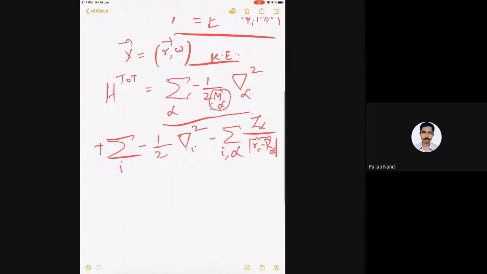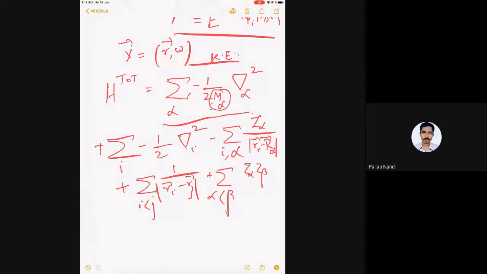And then you have finally, of course, the repulsion energies, repulsion operators, which is first for the electron, which is 1 by modulus R minus Rj. And then for the nucleus, the two nucleus, let's say alpha and beta, where the atomic numbers will only multiply, and you have the R alpha minus R beta.